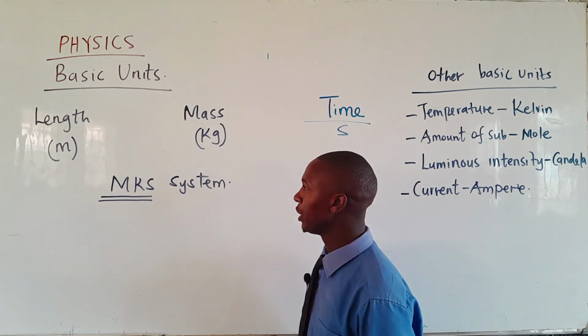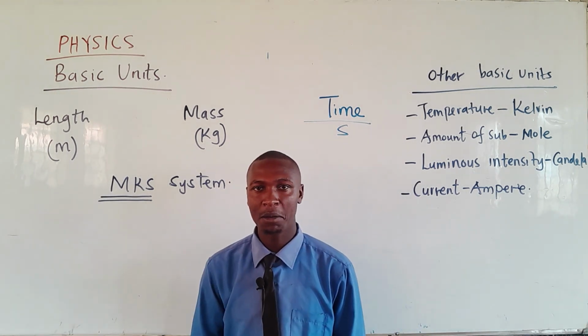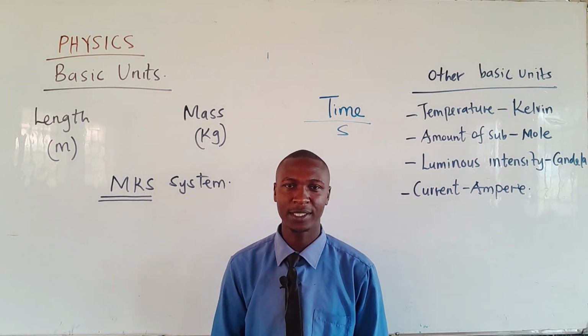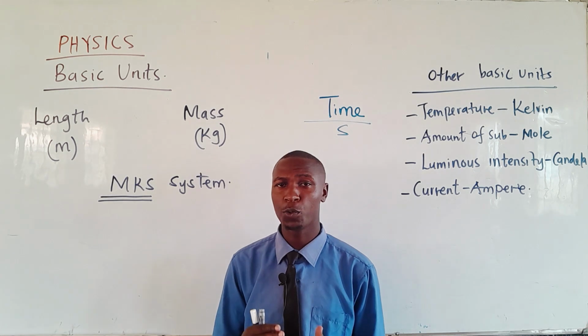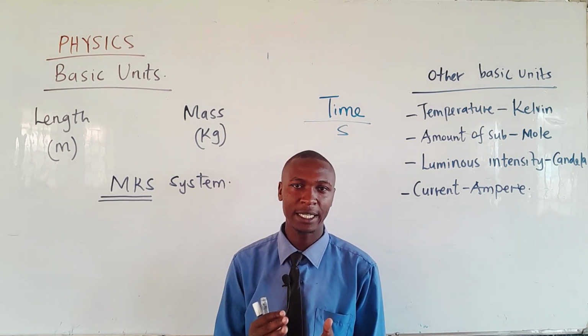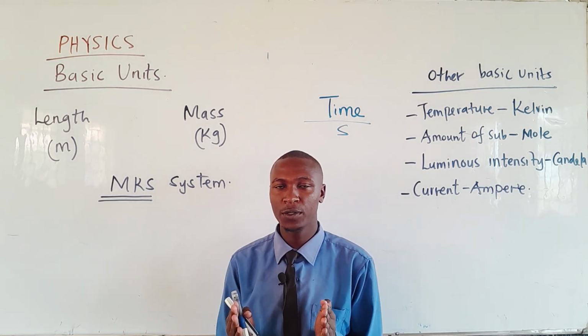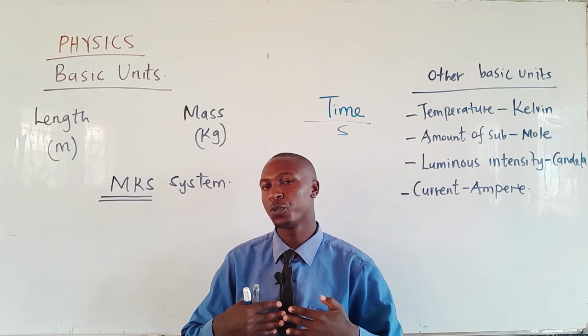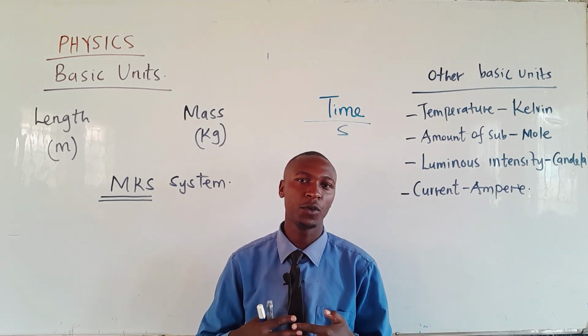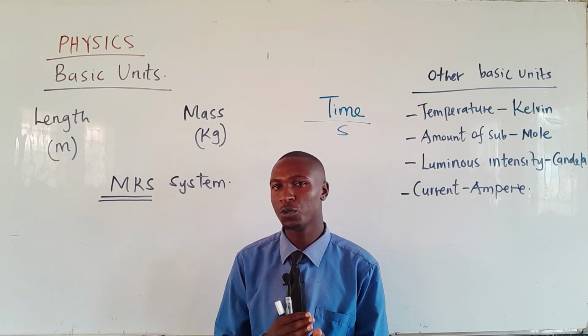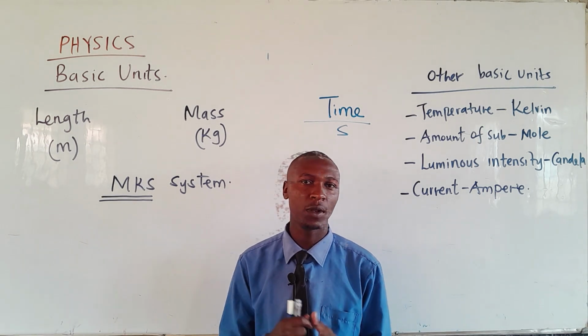Now, in physics, we talk about the 7 main basic units. To be specific, we want to define each one of them and give their symbols, because without knowing the symbols or how to write units for these quantities, it is not going to be good for any student who wants to learn physics.